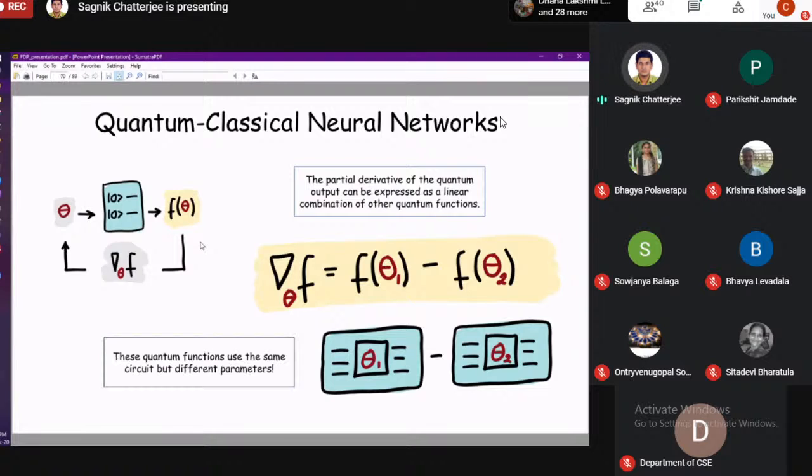So these quantum functions use the same circuit but different parameters. I'll stop at this point and ask if you have any questions, because this is going to be critical moving forward. If anyone has any doubts about this, you can ask me.